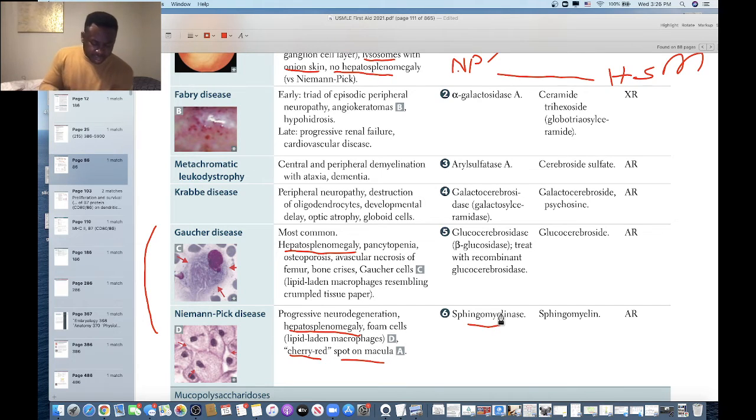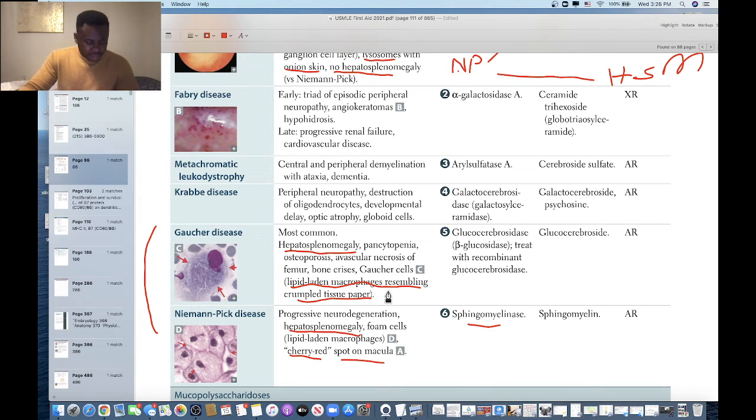The difference will be that Niemann-Pick has cherry red spot, whilst Gaucher does not have. But they all have lipid-laden macrophages, right? This one resembles tissue paper, right? And this also has lipid-laden macrophages, right? So they all have similarities, but this one has a tissue paper appearance.